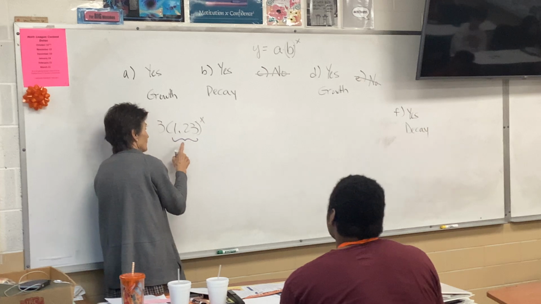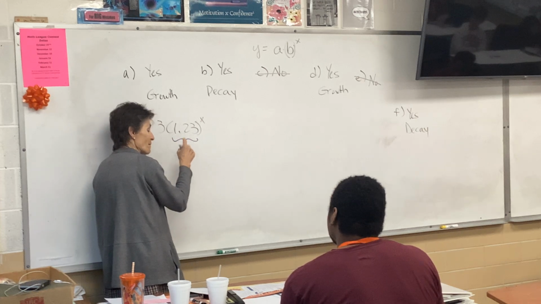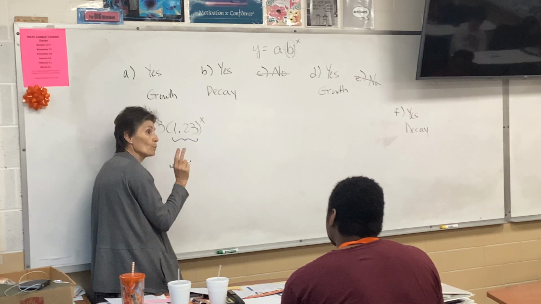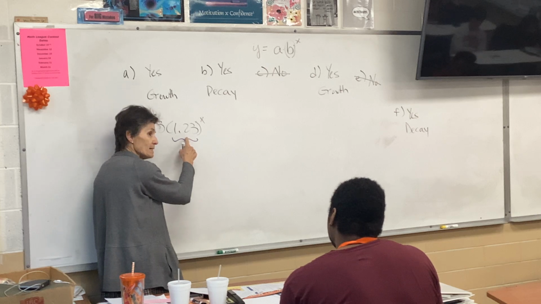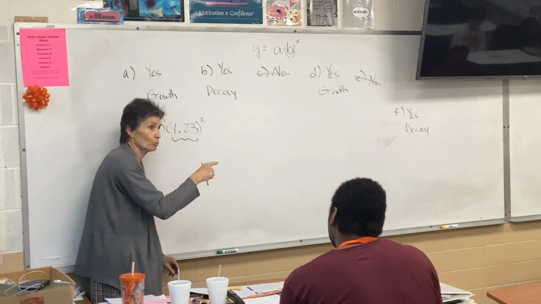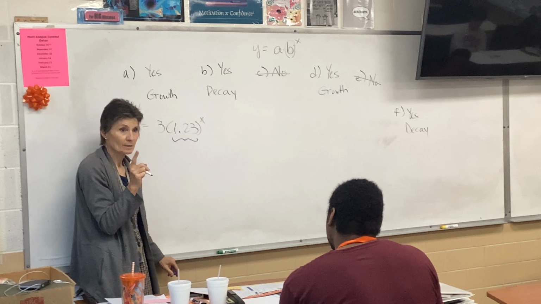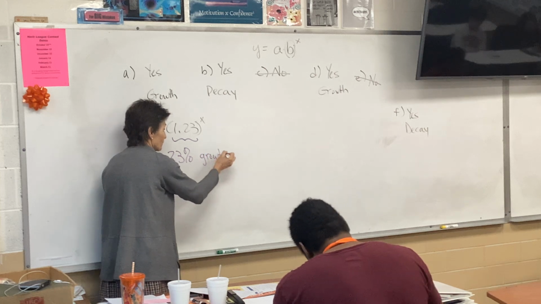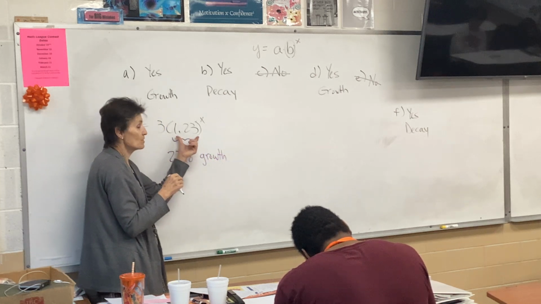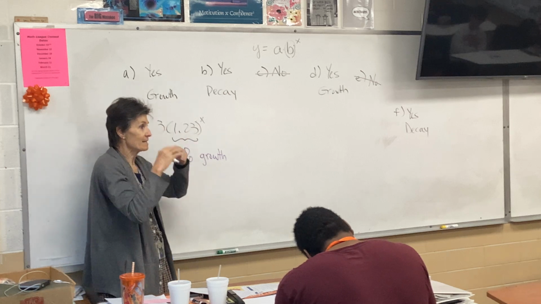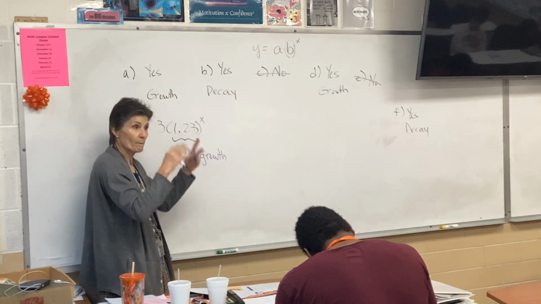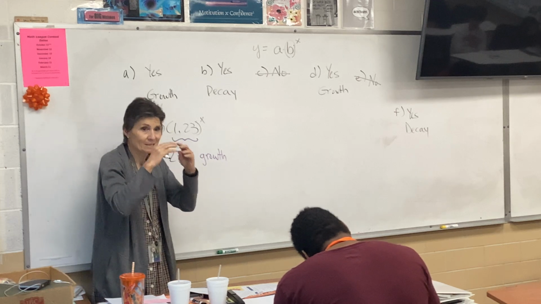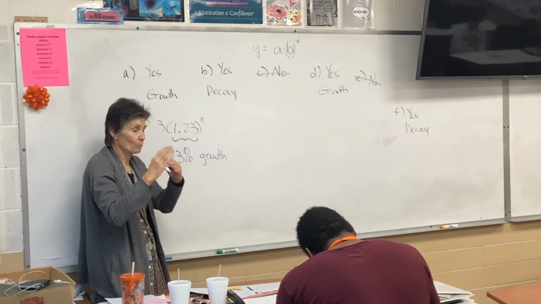The amount that this number is bigger than 1 or less than 1 is your rate of growth or decay. So this number right here is 0.23 bigger than 1. That means this is 23% growth. The amount that your base is different from 1. It could be 0.23 bigger than 1, or it could be 0.23 less than 1. The amount that it's different from 1 is your rate of growth or decay.